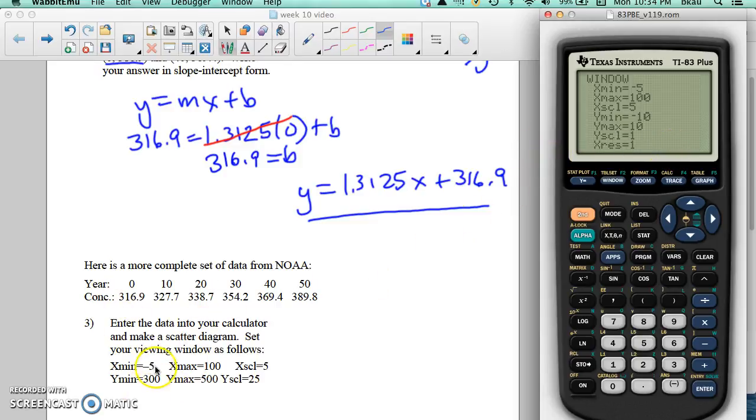Now it also says here Y minimum is 300, so we put 300. X maximum is 500, and our scale is 25. We leave the resolution scale alone. In this case, if you look at this, 316 is our low number and 389.8 is our high number. This is in that range.